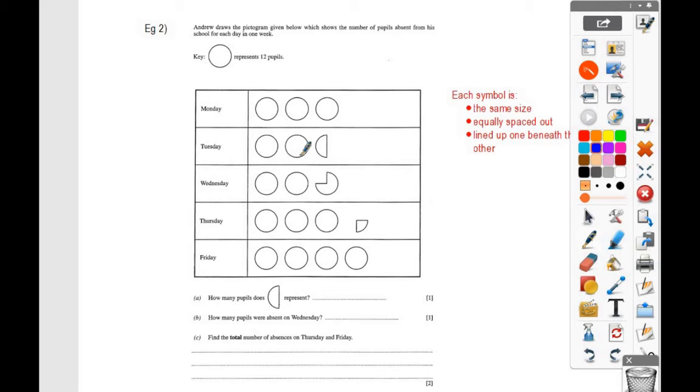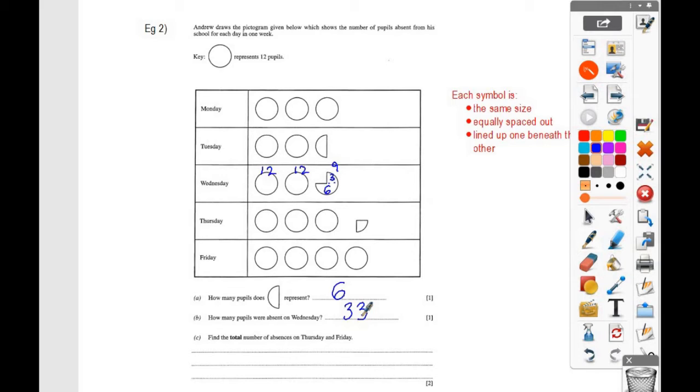So, if each symbol represents 12 pupils, for question A, how many pupils does half of that symbol represent? Well, half of 12 is 6. How many pupils were absent on Wednesday? Again, each symbol is worth 12, but this is 3/4 of a symbol. Half of a symbol would be 6, half of 6 would be 3, so altogether this 3/4 symbol is 9. Altogether we've got 12 and 12 is 24, and 9 is 33 pupils absent on Wednesday.